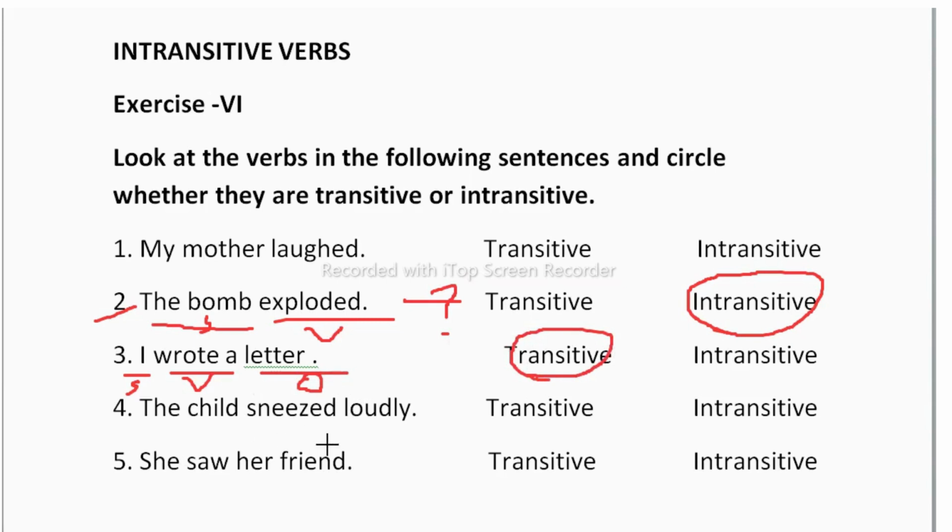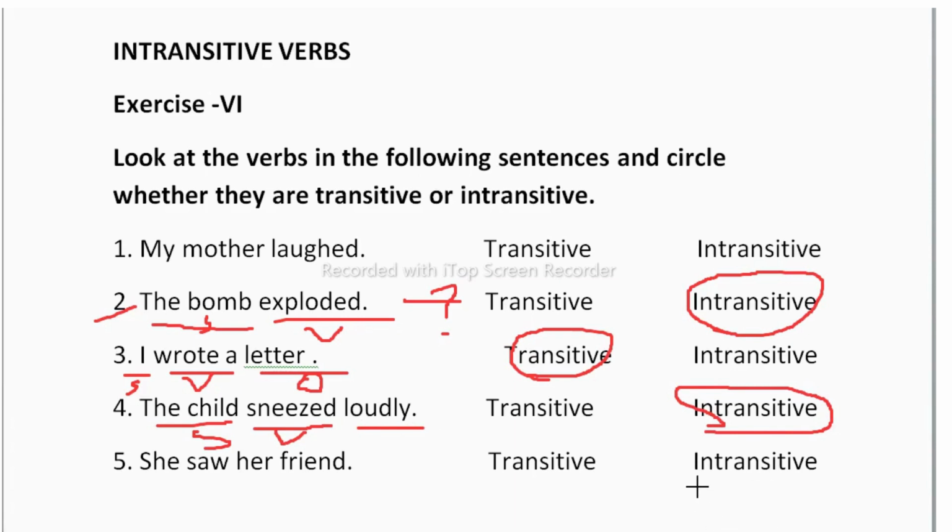Now the next one. "The child sneezed loudly." So here also we have the subject, which is "child", "sneezed", which is a verb, and "loudly", which is not the object here because it is an adverb. An adverb cannot be an object of this sentence. Only a noun or pronoun can be the subject and object of a sentence. So this is an intransitive verb, because after the verb an adverb is there, not a noun or pronoun. If a noun or pronoun were there, that would be an object. This is not an object.